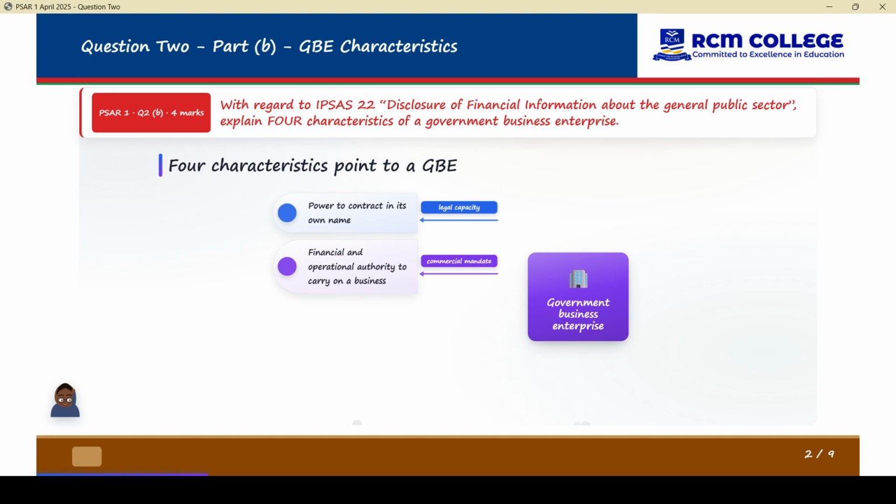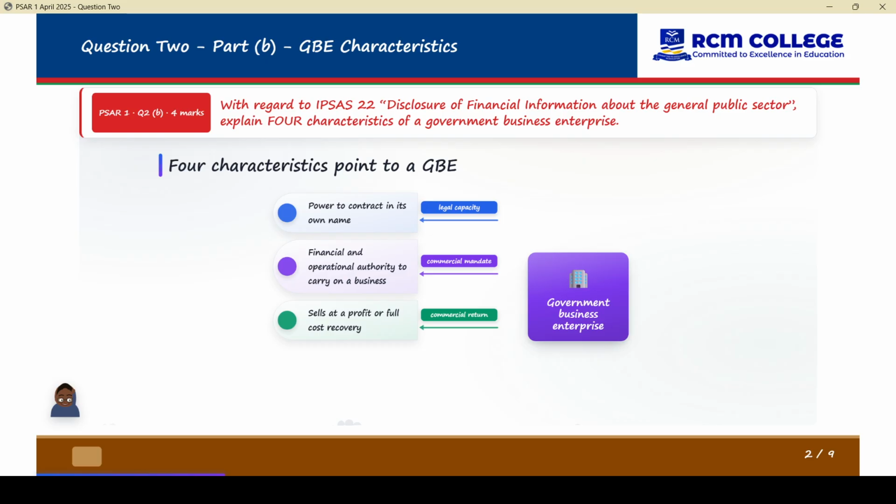Okay. Commercial mandate. When we say commercial mandate, what do we mean? It has financial and operational authority to carry on business. For example, a national generation company runs its own operations and makes its own investment decisions. Okay, commercial return.